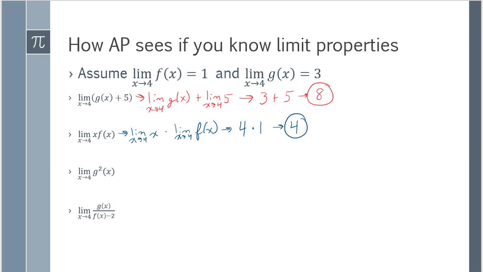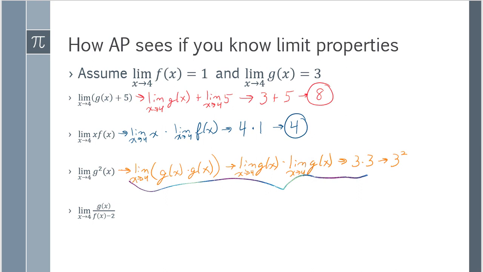Exponents seem weird, but you have to remember that exponents are really a form of multiplication. So g squared of x is really g of x times g of x. So I'm really doing the limit as x approaches 4 of g of x times the limit as x approaches 4 of g of x, which would be 3 times 3, which is 3 squared. So a lot of times people will skip all of this and just go straight to the 3 squared, which would be 9.